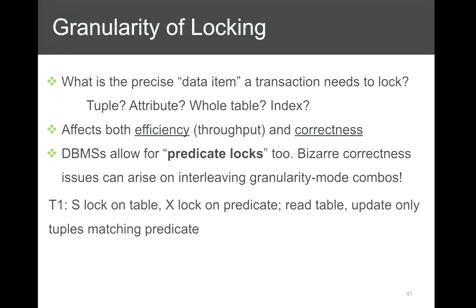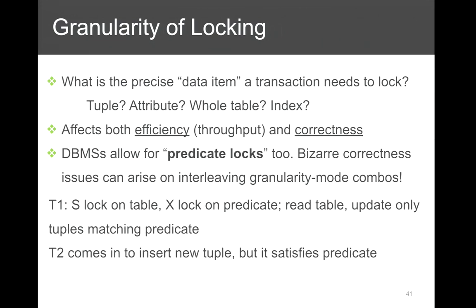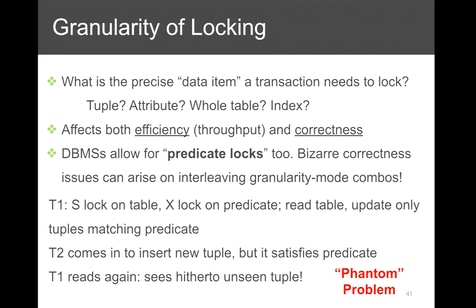So here's an example. A predicate lock basically tells you, lock all the records in a table that satisfy some particular predicate. Like lock all the records of students of age 25. Now here, suppose T1 holds a shared lock on the table, but an exclusive lock on a particular predicate in the table. It reads the table, it updates the tuples matching the predicate because it has an exclusive lock on that predicate. Now suppose T2 is another transaction that comes in and executes concurrently, and it inserts a new tuple that satisfies the predicate. So T1 held a lock on the tuples in the table that satisfy the predicate. T2 adds an entirely new tuple that satisfies the same predicate. Now if T1 reads the predicate again, it will see this new tuple that it did not see before. This is called the phantom problem.